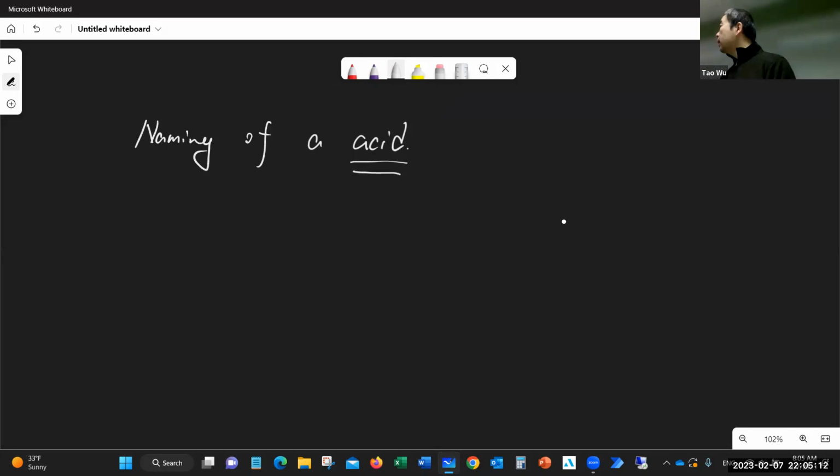But before we talk about acid, we need to recognize what kind of chemicals they are. If I give you the formula, what kind of chemical is called an acid? Usually, if you see a hydrogen in front, and then an anion, hydrogen plus anion, then this kind of formation is called an acid. So for example, HCl. Have you ever seen HCl before? Hydrochloric acid.